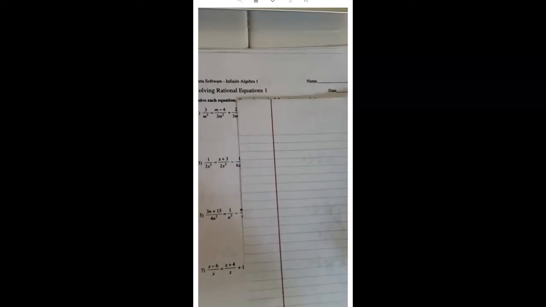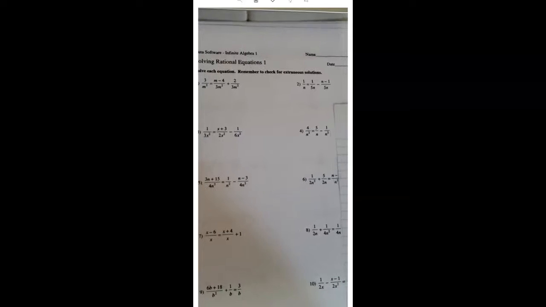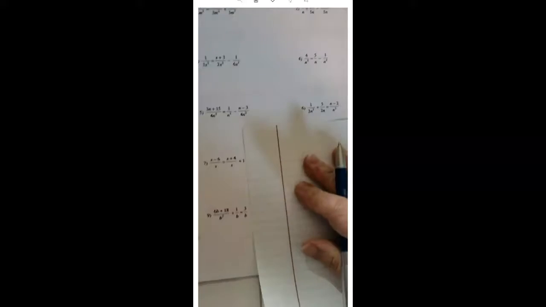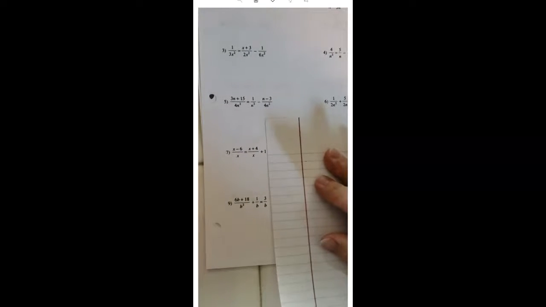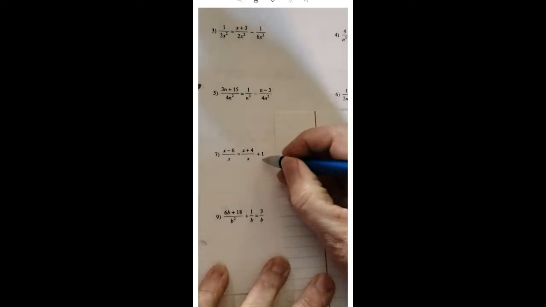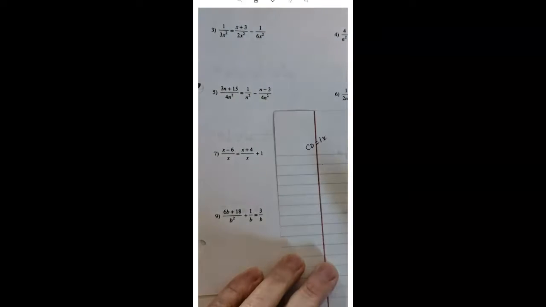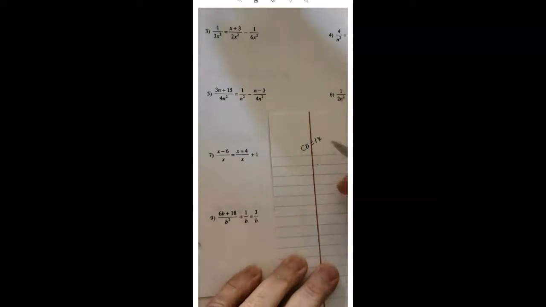So let's try another method on question number 7. Looking at it, I need to find my common denominator. So, what is the common denominator here? Well, it's got an x, it's got an x, and it doesn't look like there's anything down there, so it's going to have a 1. So my common denominator is going to be 1x.